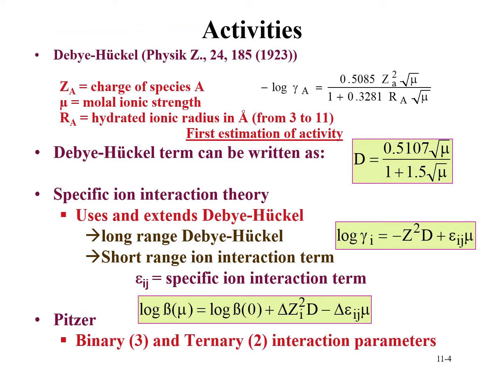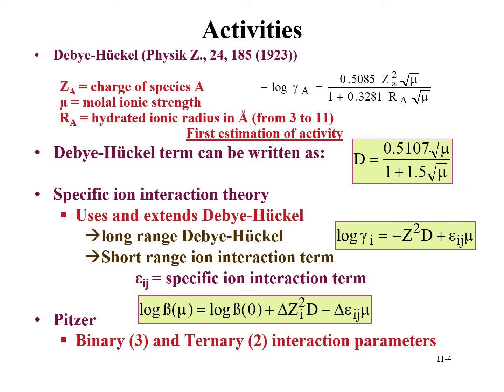Now, there's a number of different equations that are used to evaluate activities. One of the earliest is the Debye-Huckel equation listed here. Rather straightforward equation. Here's your activity coefficient, where we have some constants, where some of the conditions involved in here are the charge of the species, the molal ionic strength, so not molar but molal, and the hydrated ionic radius in angstroms. You can develop a term for the Debye-Huckel equation, which is listed here in this equation, where we just get this term as a function of the square root of the molal ionic strength.